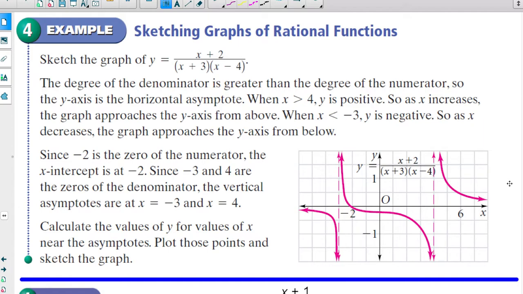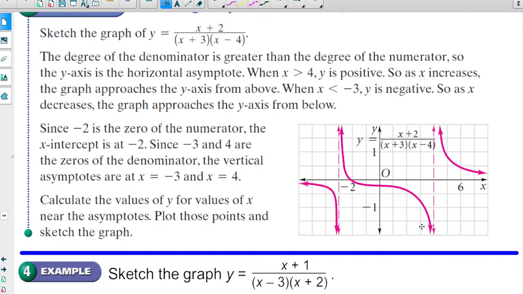All right, so then what happens in the middle? As you can see, it's already been found out for us. There are a couple of different things you can do. Given that this graph has x plus 2 in the numerator, you can find your y-intercept by plugging in 0. So 0 plus 2 over 0 plus 3 times 0 minus 4. That gives you 2 over negative 12, which is negative 0.17, which is what they have right there.